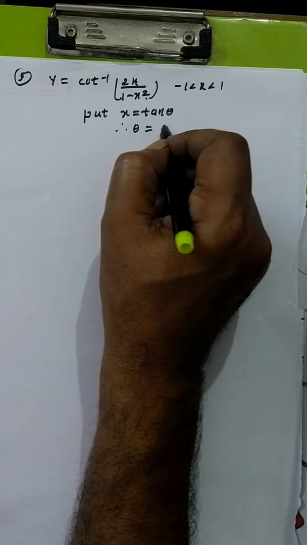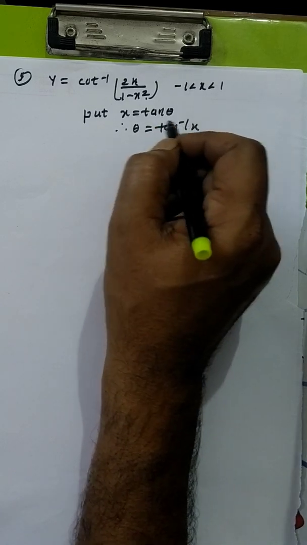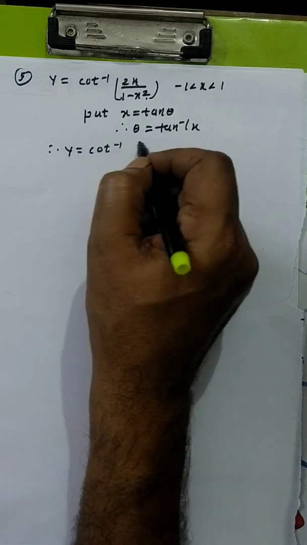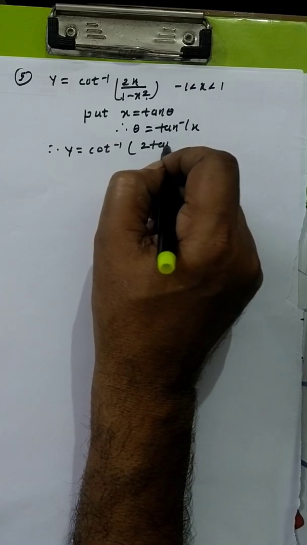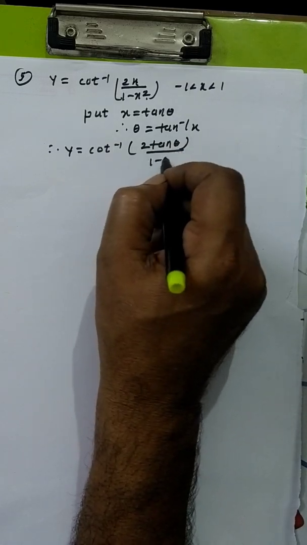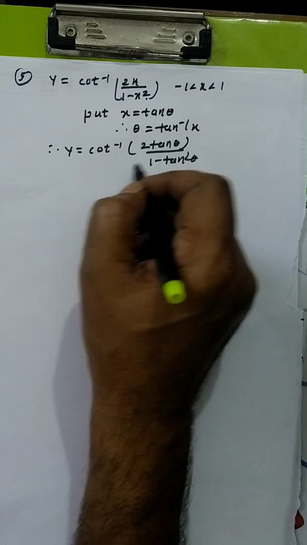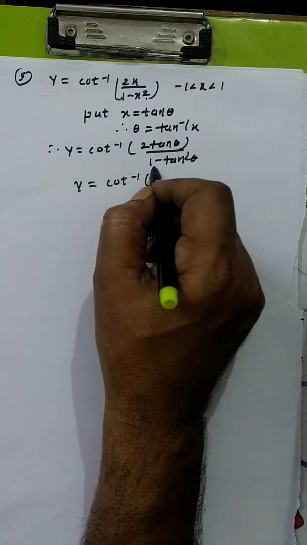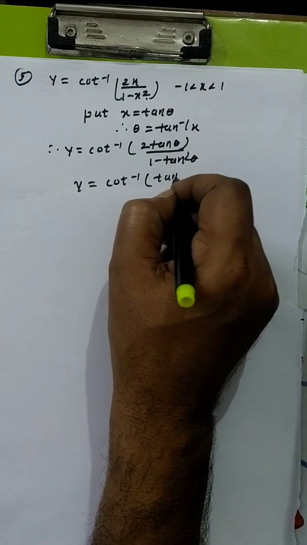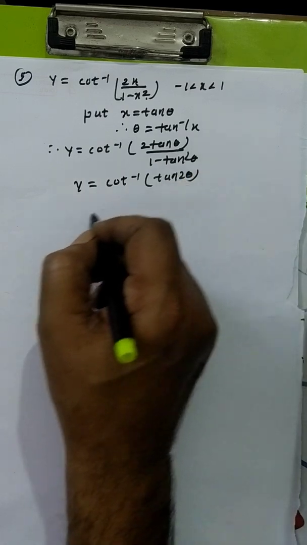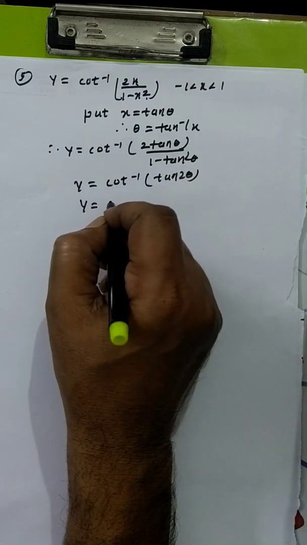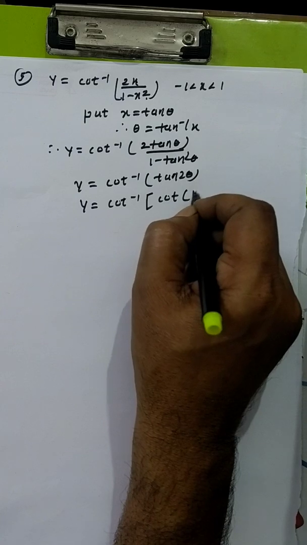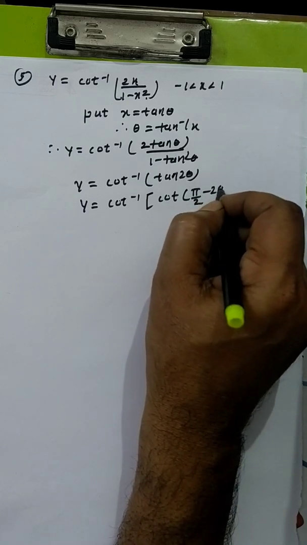Therefore, theta will be tan inverse of x. Therefore, we can write this as y is equal to cot inverse of 2 tan theta divided by 1 minus tan square theta. So y equals cot inverse of 2 tan theta upon 1 minus tan square theta, which is nothing but tan 2 theta. So we can rewrite this, using allied angle conversion, cot inverse of tan 2 theta we can write as cot of pi by 2 minus 2 theta, like the previous sum.